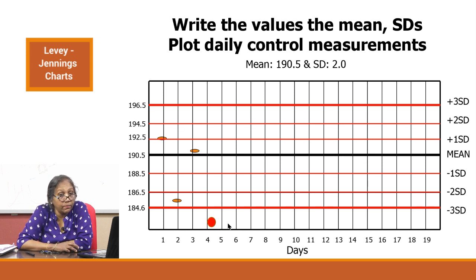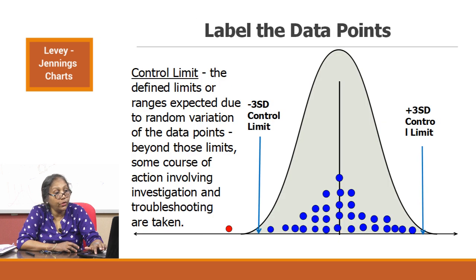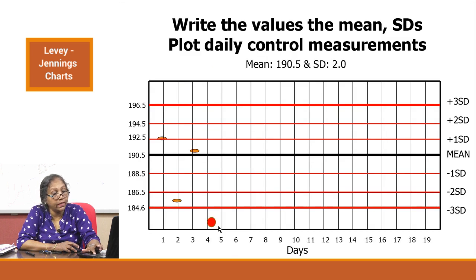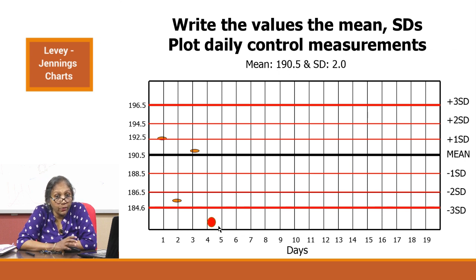And then you see that point on your Gaussian look like this, outside of your minus 3SD on your LJ, it will look like this. So I hope you understand how you interpret the LJ. It becomes immediately evident to you that this run is not a valid run because it is violating the rules. This is the basic principle of understanding an LJ graph.